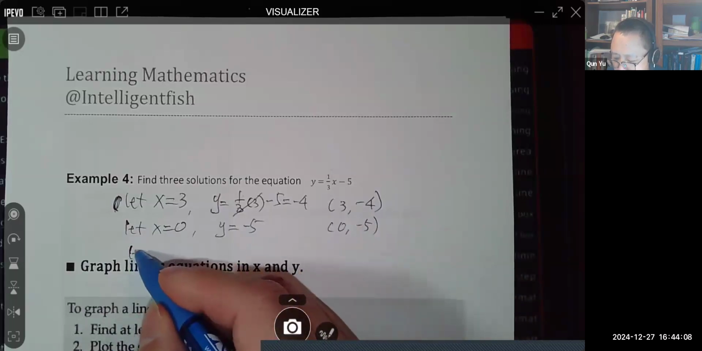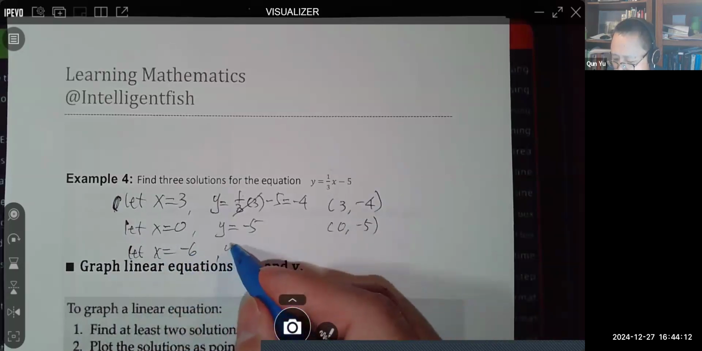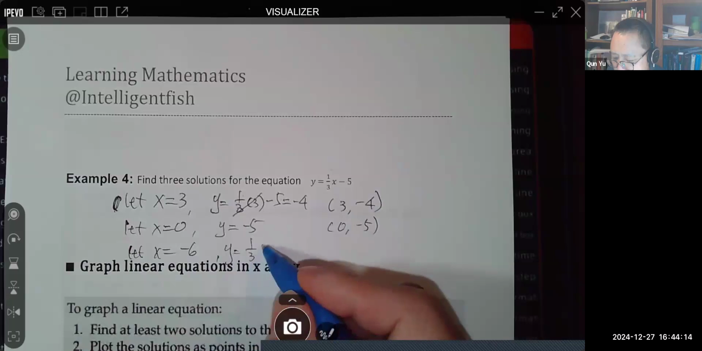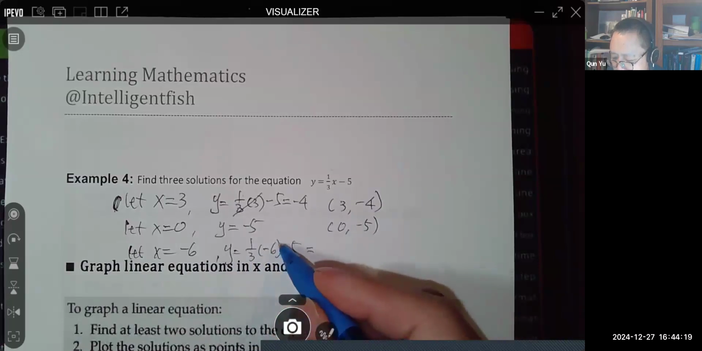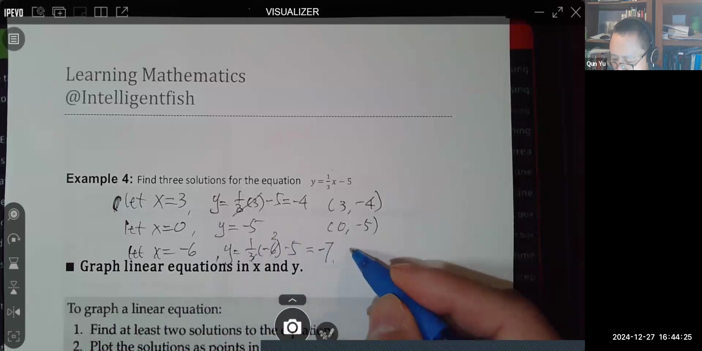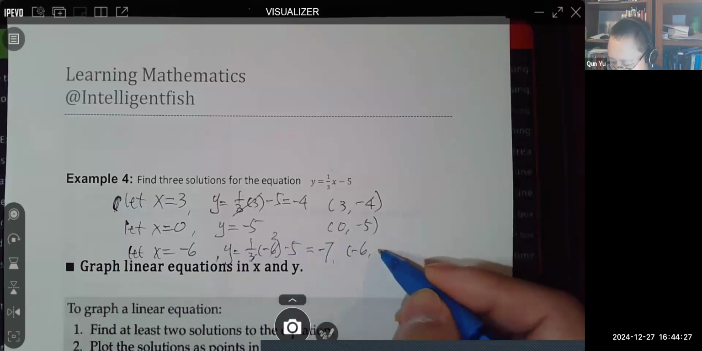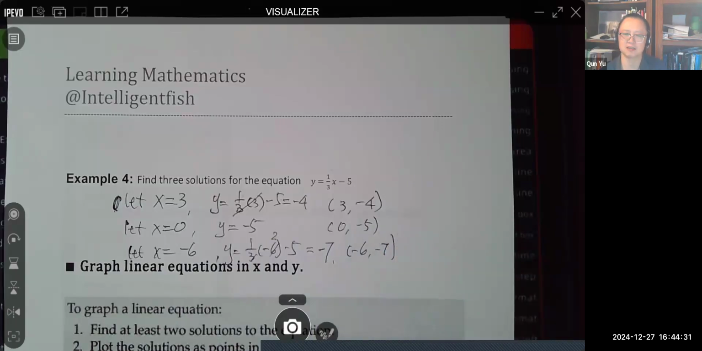This time, I let x equals -6. Then y equals 1/3 times -6 minus 5. Cancelled, get 2, -2. 1 times -2 is -2 minus 5, -7. Then you have -6, -7. So I get three pairs of solutions easily. We don't even need a calculator.